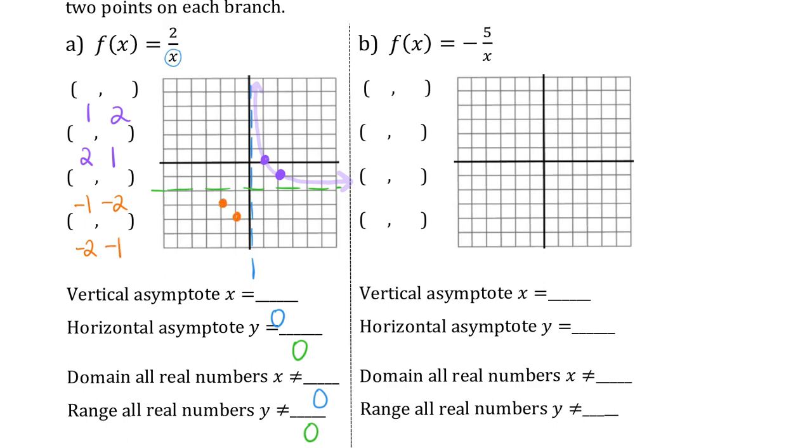-1, -2 and -2, -1. It's only 2 points, but the asymptotes are actually more important. So I can tell that this graph is going to go towards the vertical asymptote, and it's going to approach the horizontal asymptote, but it cannot hit y equals 0, which is why it will always level off.